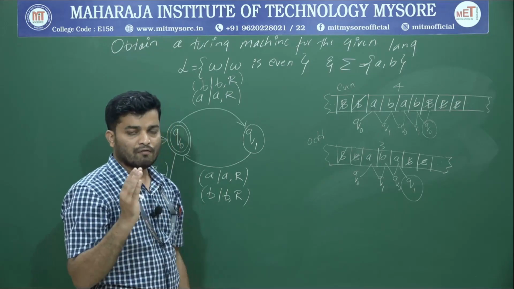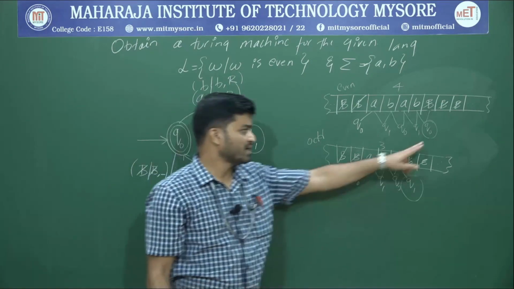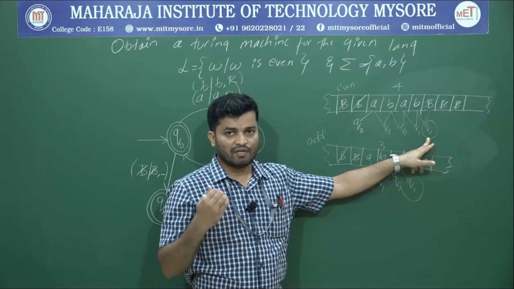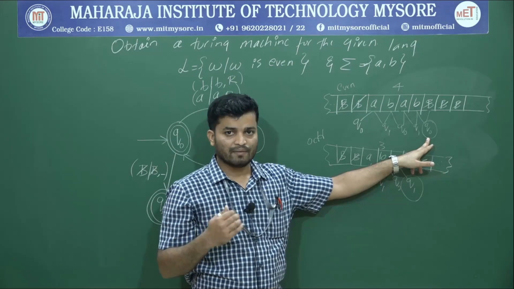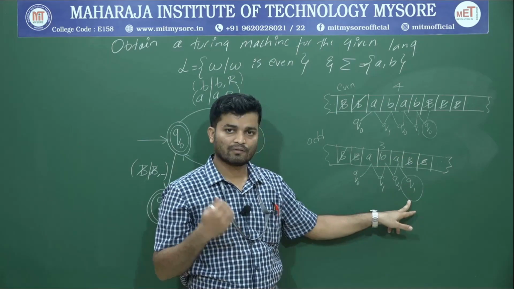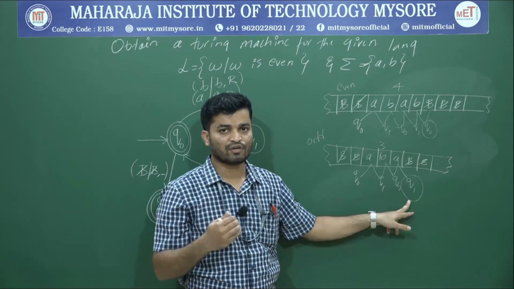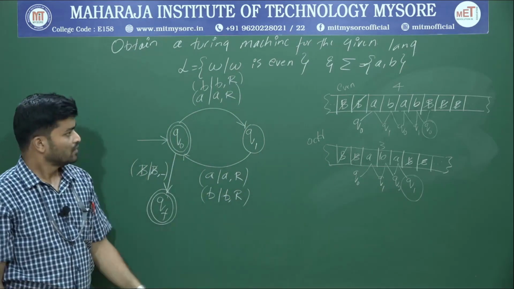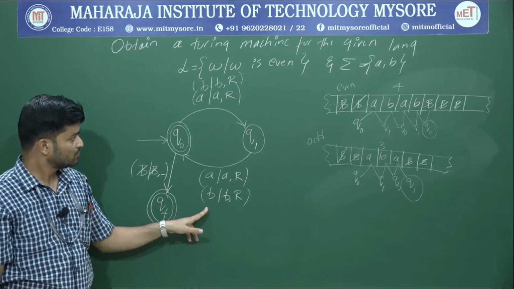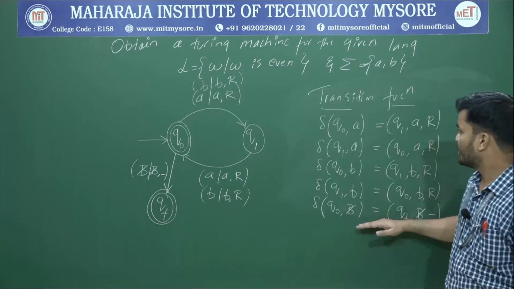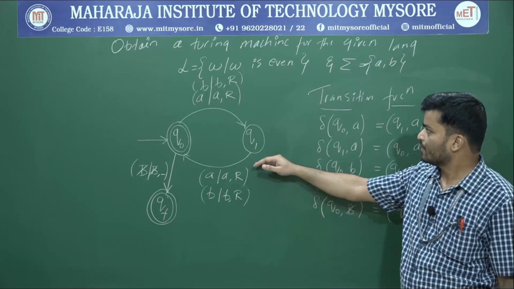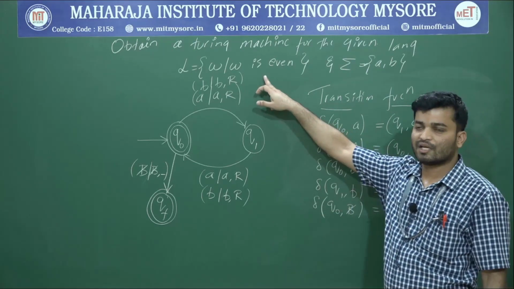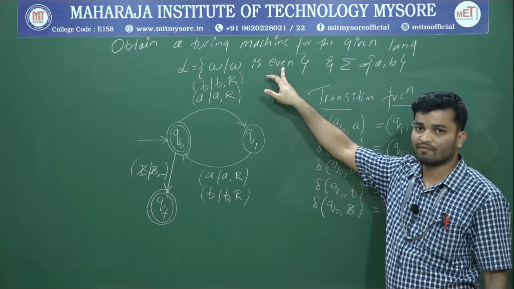Once you get a blank space, we will just check the state. If it is Q0, whatever string is given is of even length. If it is Q1, whatever string is given is of odd length. That's it. Now I am going to write the transition function for the given language, w such that w is of even length.